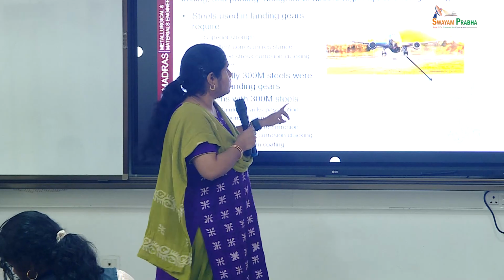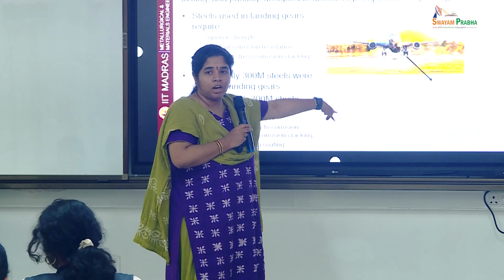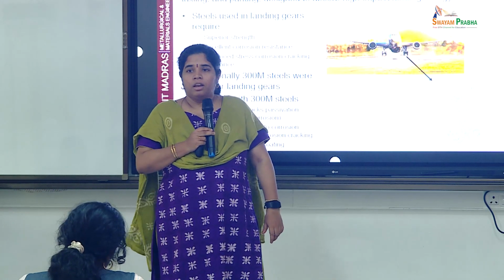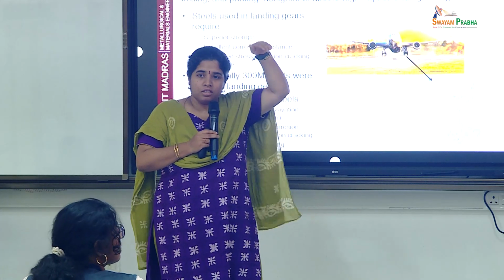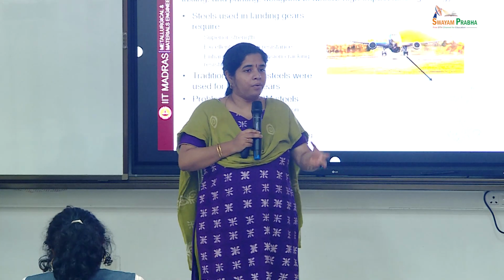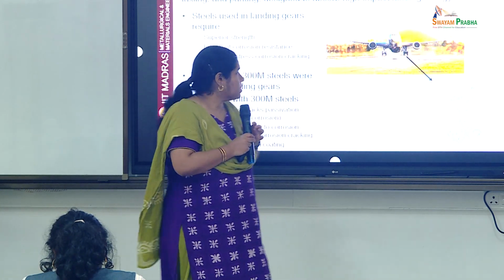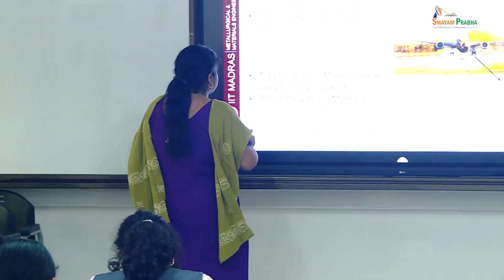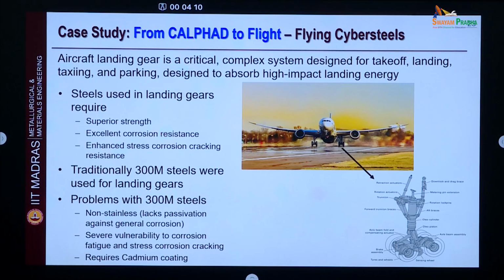Okay, and that is also quite important here. You have corrosion in the landing gear, but you will also have stress because it is hitting the runway, right? So it has to withstand that stress also. So, stress corrosion cracking. Traditionally a type of steel called 300M steel was used.